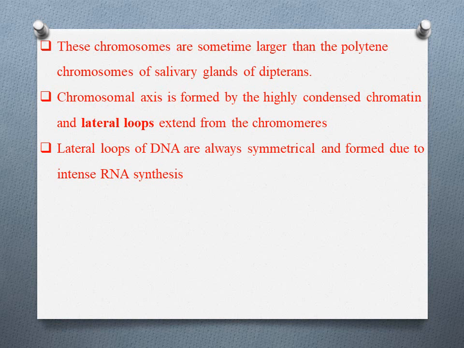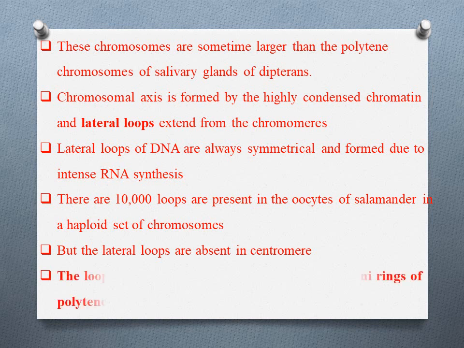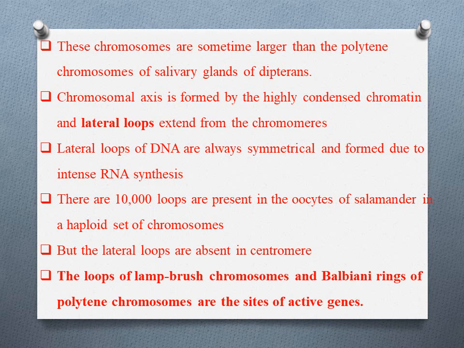These lateral loops of DNA are always symmetrical and formed due to intense RNA synthesis. There are about 10,000 loops present in the oocytes of salamander in a haploid set of chromosomes. But the lateral loops are absent in the centromere region of the chromosome. The loops of the lampbrush chromosomes and the Balbiani rings of the polytene chromosomes are the sites of active genes.